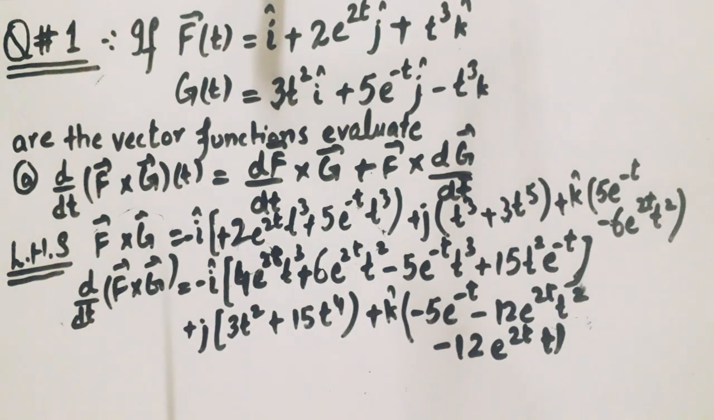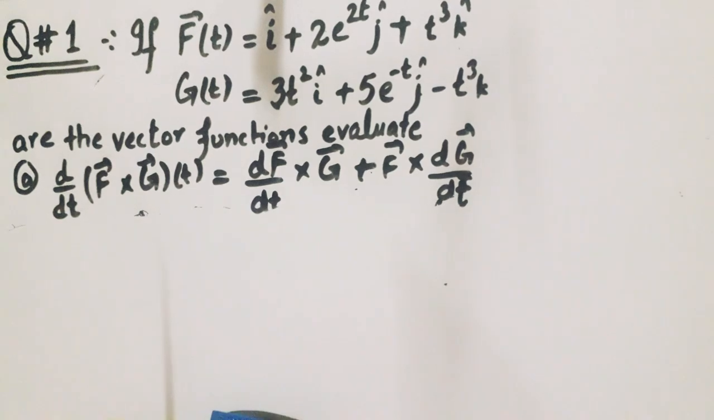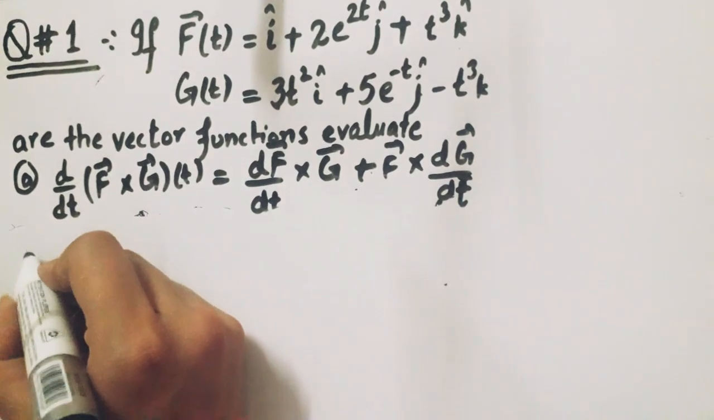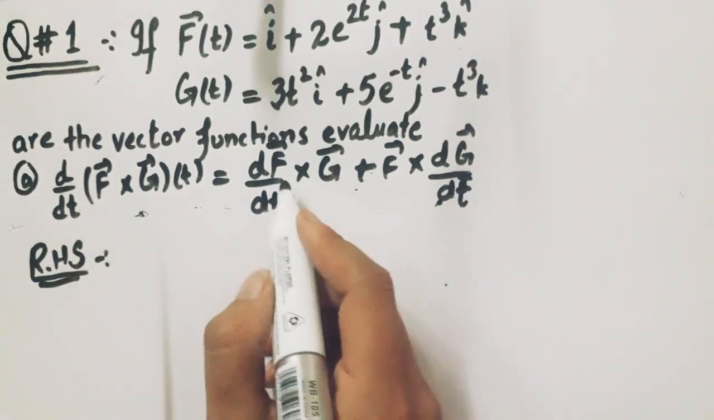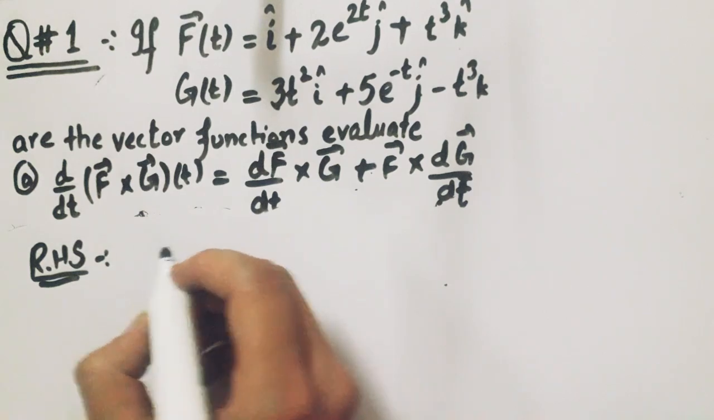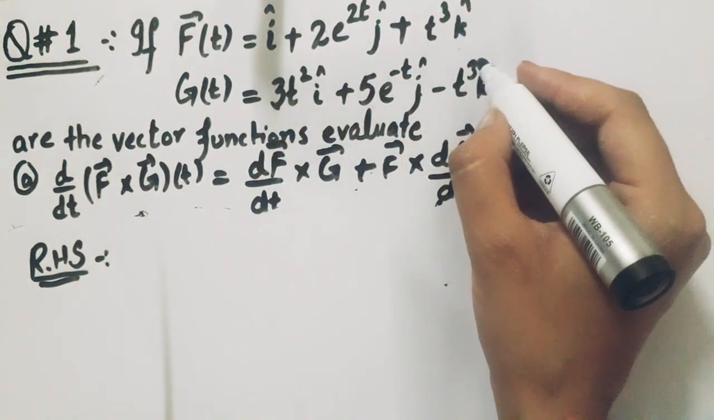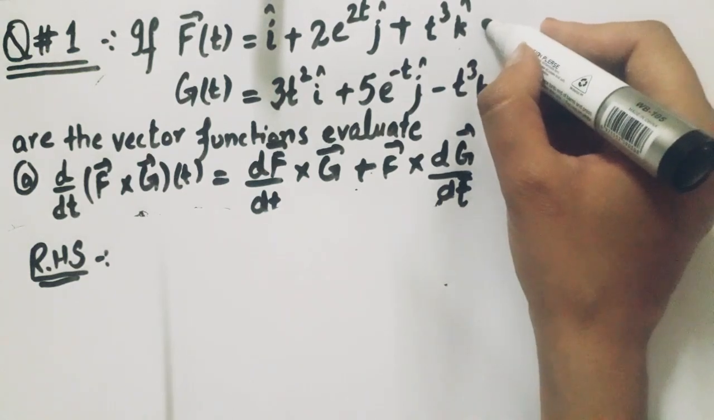Now we will solve the right-hand side and check if our answer is correct or not. So you should note down this answer, and now we will solve the right-hand side of this question. For the right-hand side, we will differentiate f with respect to t first. So df/dt will be equal to what?